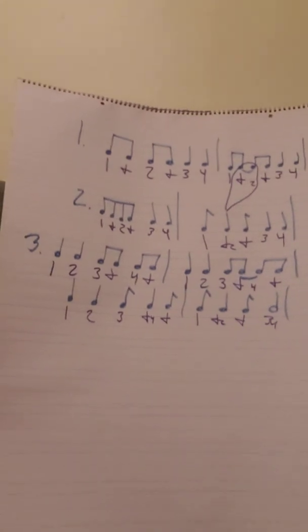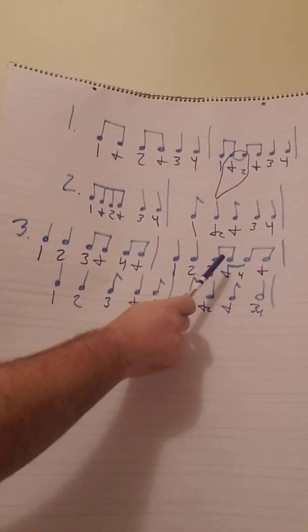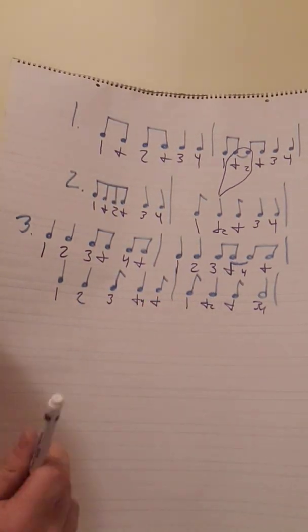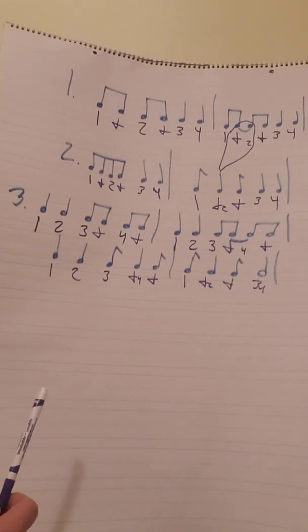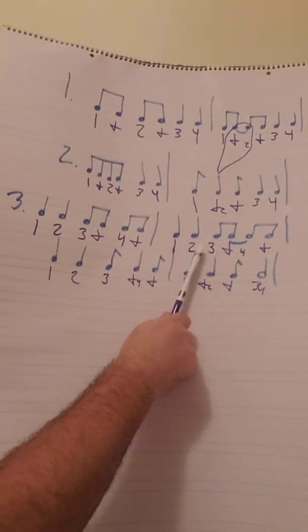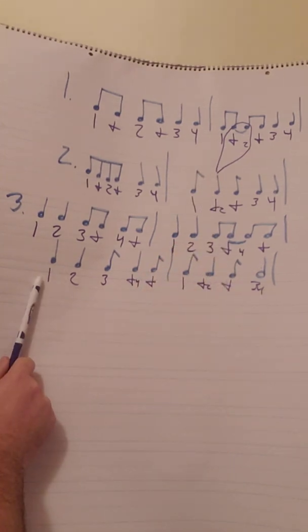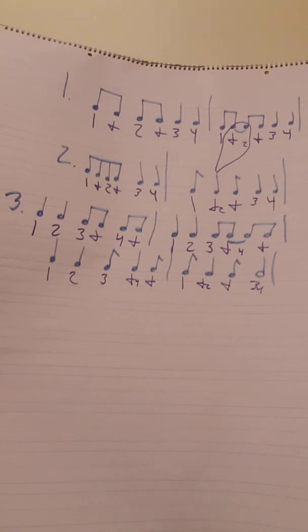So we were just looking at number 3, okay? And what I really just want to focus on is these two measures. These two measures are going to sound exactly the same. So look, we got 1, 2, 3, and. Right here, we got 1, 2, 3, and. You see how they sound the same?